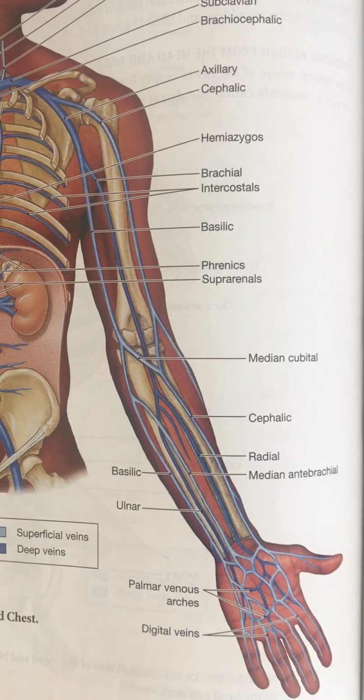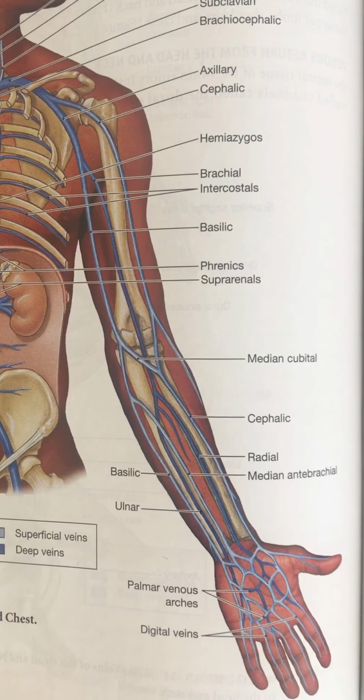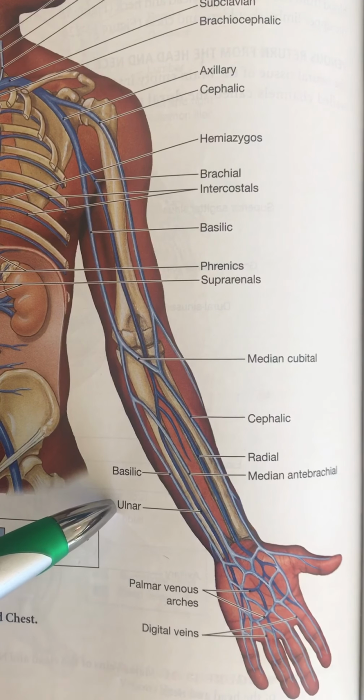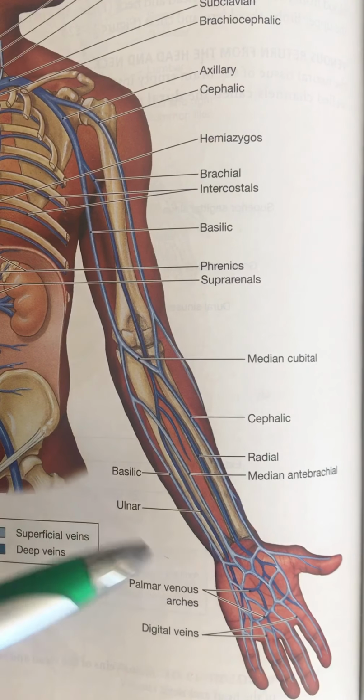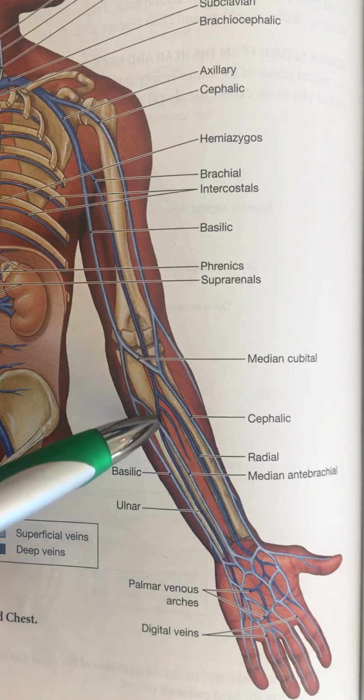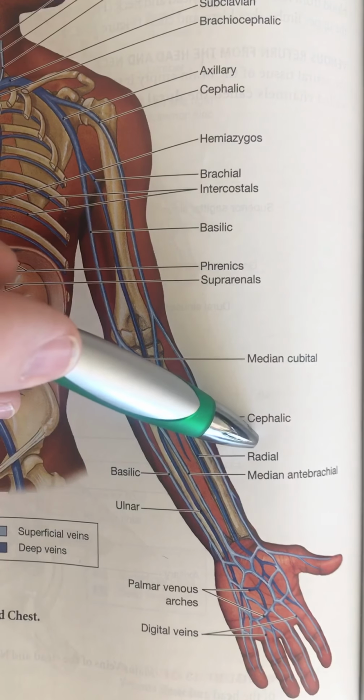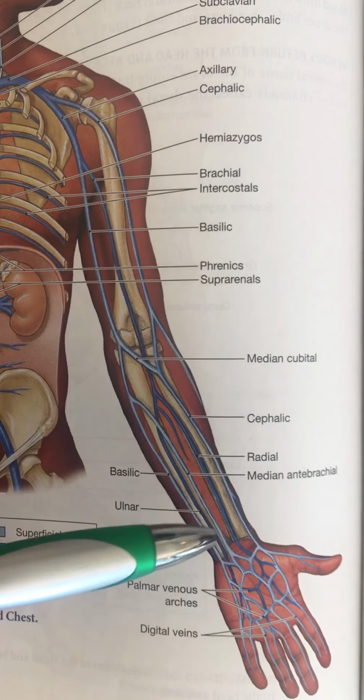Okay, so now the next thing is, if we look at the deep veins, that's going to be the darker ones. We had an ulnar artery. Now we have an ulnar vein. It's going to come up like this. We had a radial artery. Now we have a radial vein. That's going to be like this.